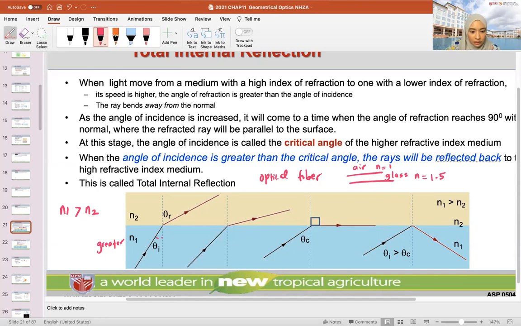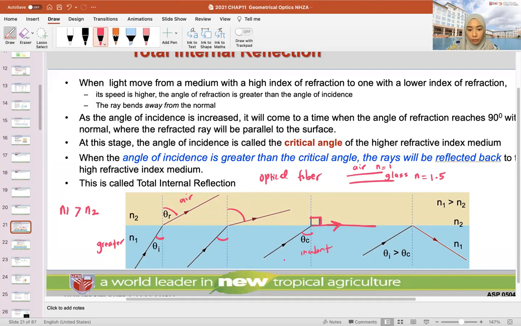Here we have the incident angle, theta I, and the light goes through this glass and enters the air, or something that has a smaller N. When I increase my angle, the refracted ray bends away from the normal. At first it was small, but now it's getting bigger. When I increase my angle, it gets even bigger, up until a point where this refracted ray is now 90 degrees with respect to the normal. This incident angle is called the critical angle for total internal reflection to happen.